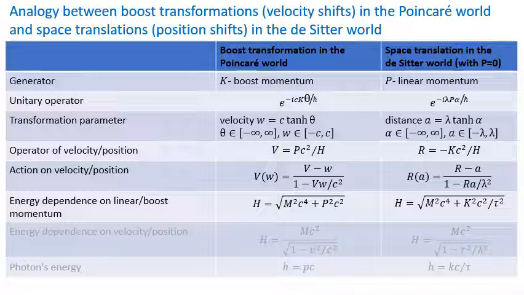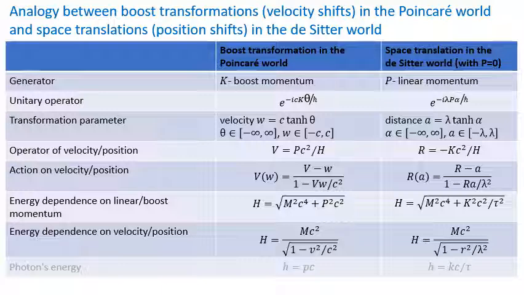In the Poincare world, the Hamiltonian of any system is a square root function of mass and momentum. In the motionless de Sitter world, the Hamiltonian is a similar function of mass and boost momentum k. The analogy is most visible when we express the Hamiltonian as a function of velocity or position. The Hamiltonian tends to infinity when velocity approaches the speed of light, or when position approaches the edge of the world, lambda.